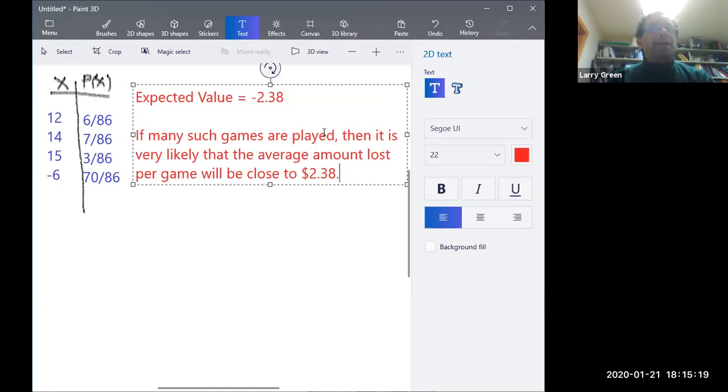How did I get the expected value again? So that was X bar on the calculator. Yeah, so that was the very first number. It's the mean. So the expected value is the mean, but it's the mean for a probability distribution table. So we call it expected value.